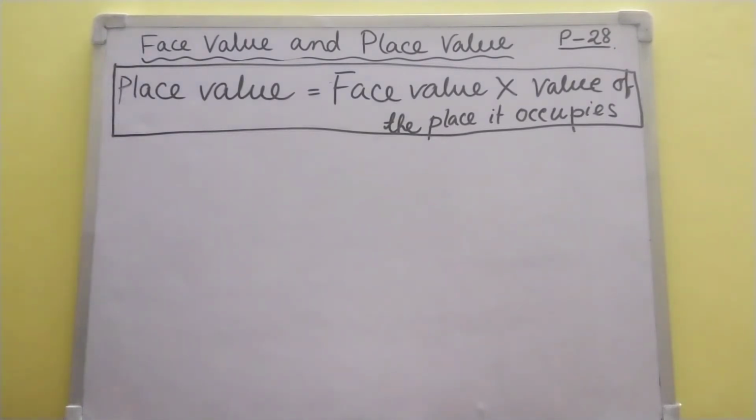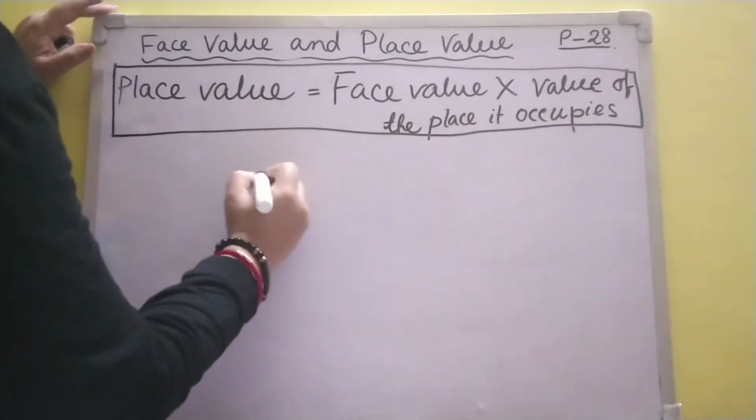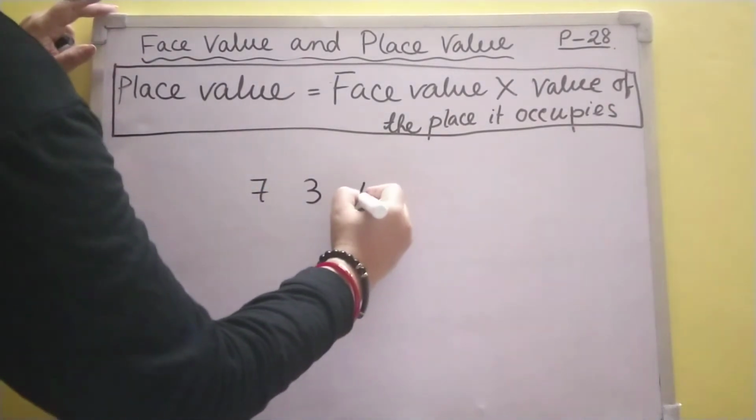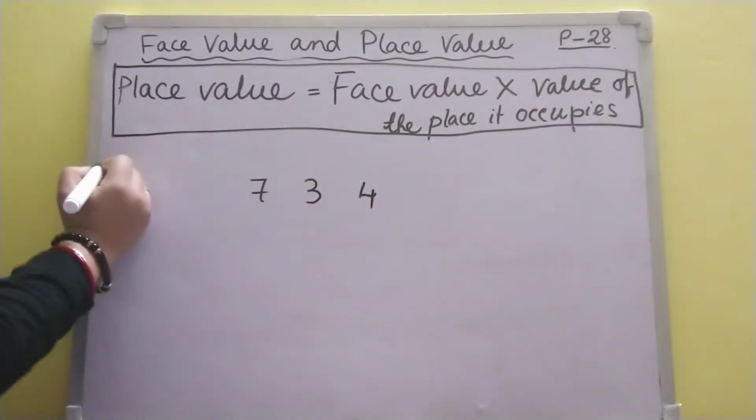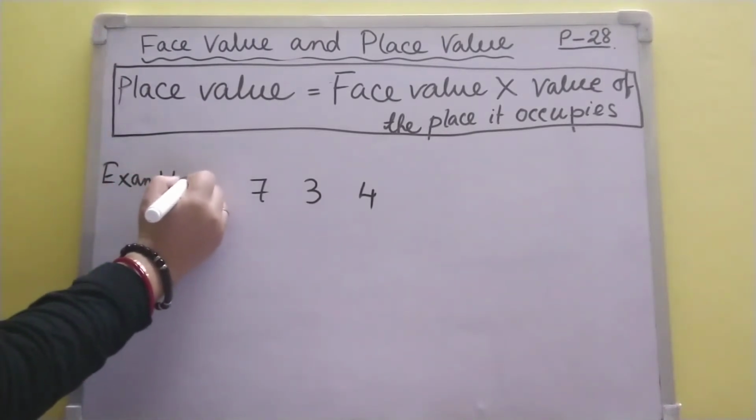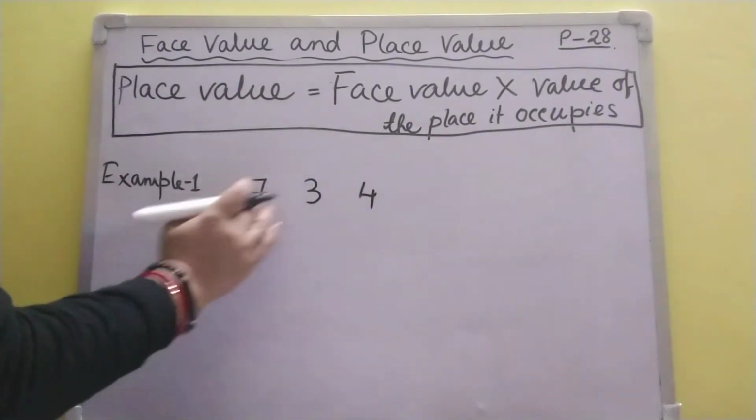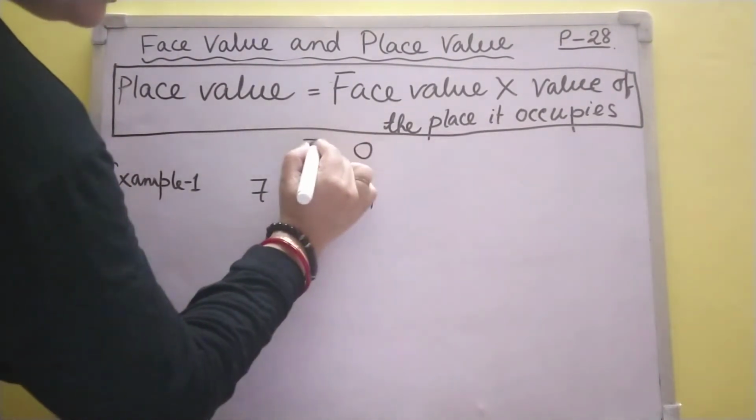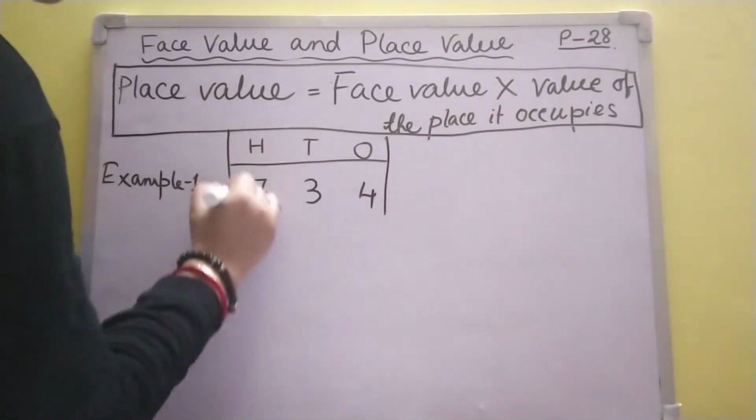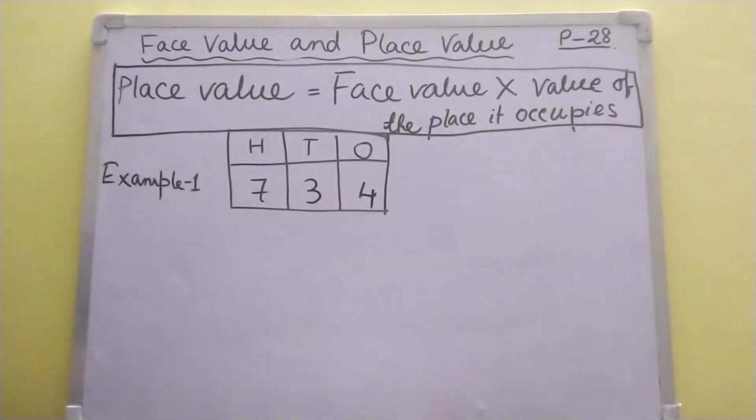Let me write a 3-digit number. Suppose 734. Okay, this is example 1. So first, what do I have to do? I have to write the places. It is in ones place, tens place, hundreds place. Fine.